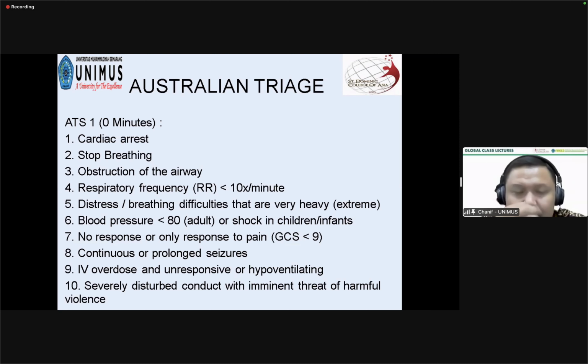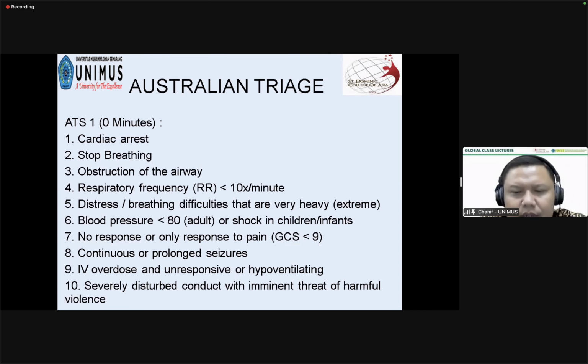Blood pressure for adult patient less than 80 millimeters of mercury, or shock in children or infant, and then not responding or only responding to pain with Glasgow Coma Scale less than 9, and then continuous or prolonged seizures, intravenous overdose, and unresponsive or hypoventilation.